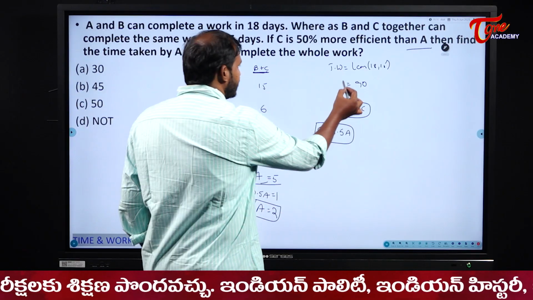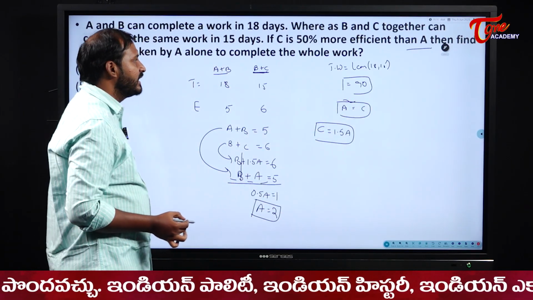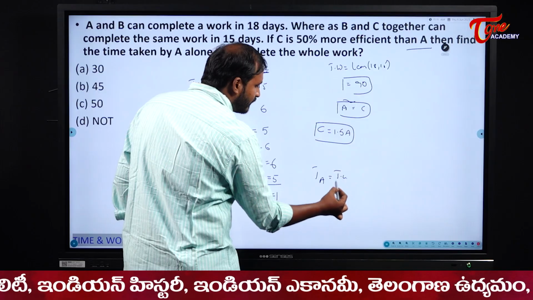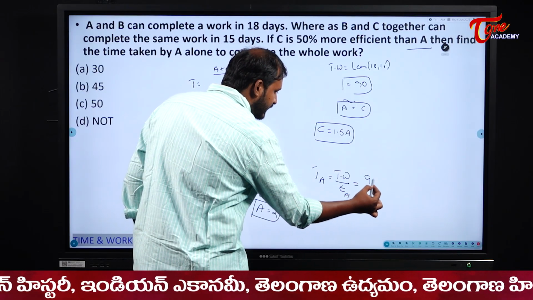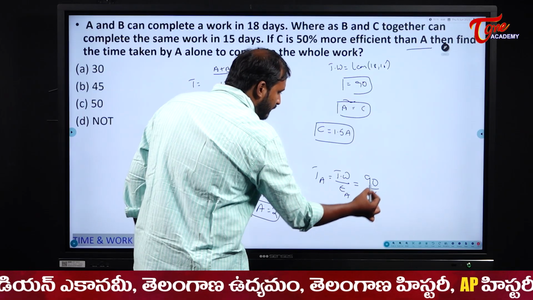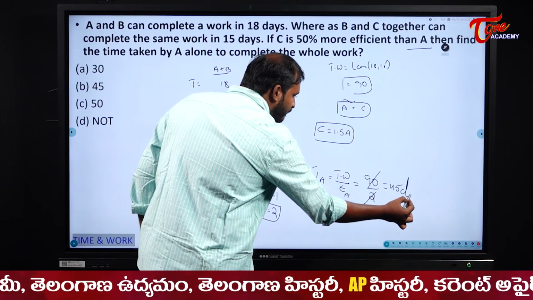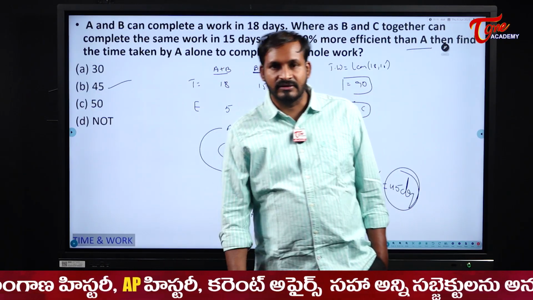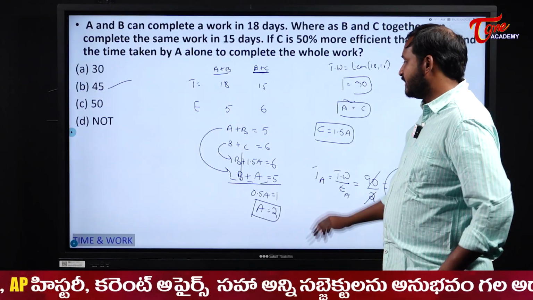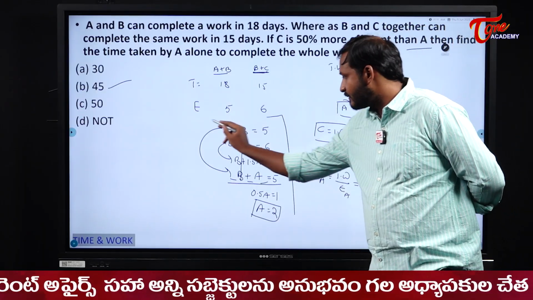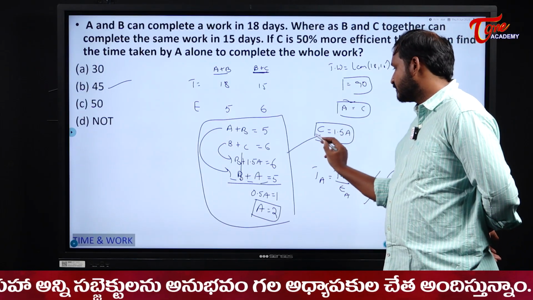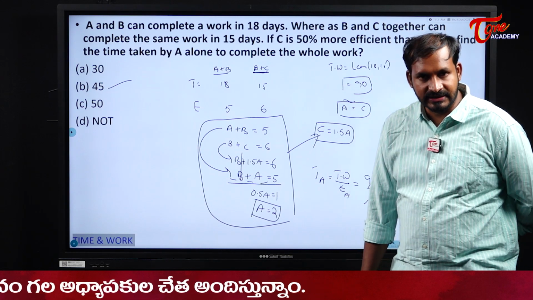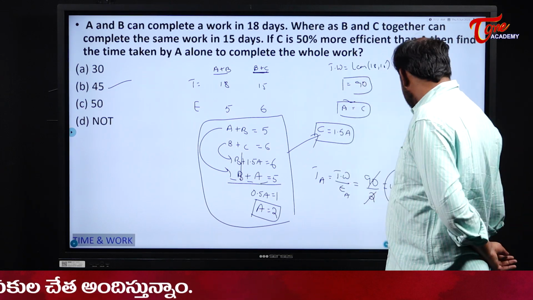And total work is 90. Now they are asking us the time taken by A alone to complete the job. So time taken by A will be total work divided by efficiency of A. Total work is 90 and A's efficiency is 2. That means A alone can finish the work in 45 days. This relation is also very, very important. With the help of this, we calculated A's efficiency and then finally found the time taken by A.